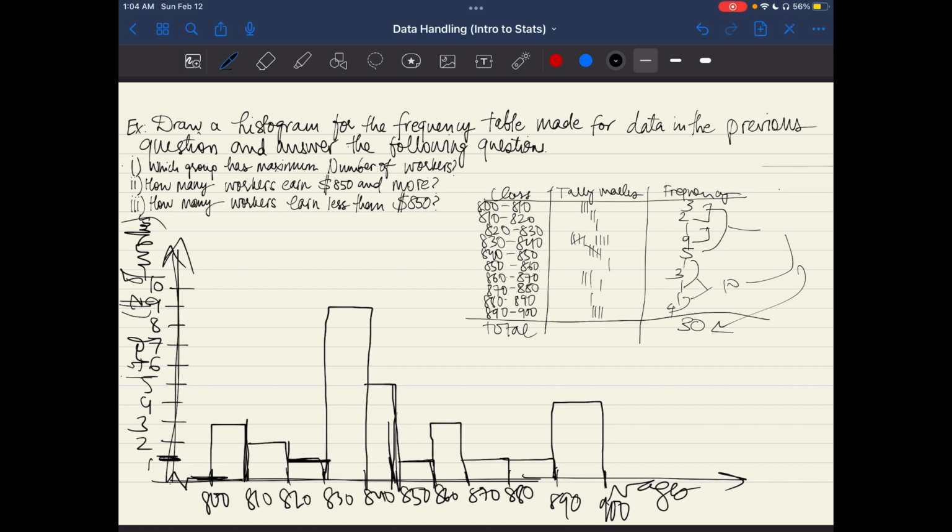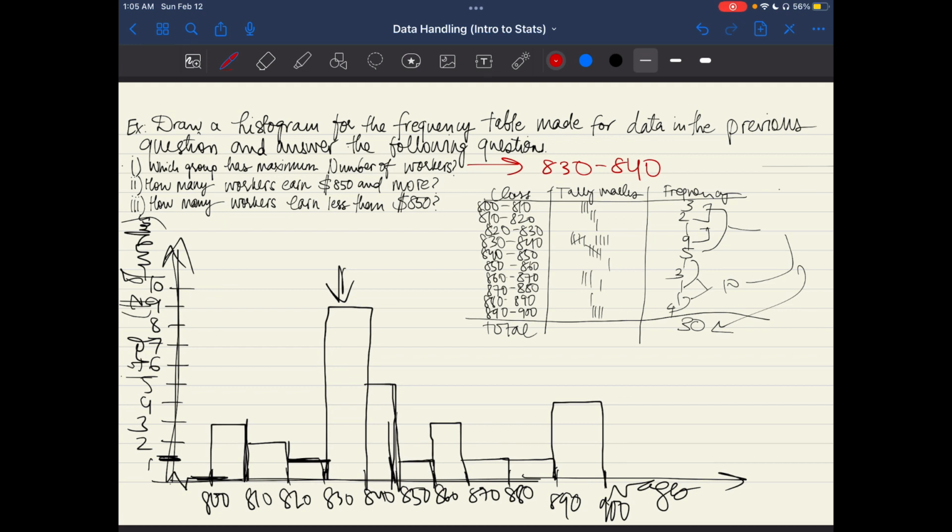And now let's answer the questions that we've been asked. Number one is, which group has maximum number of workers? We can look at the histogram and we see it's the 830 to 840, right? So the answer here is 830 to 840 group has maximum number of workers.